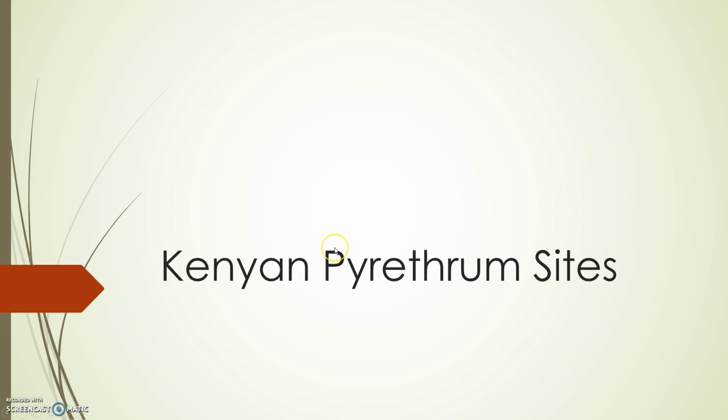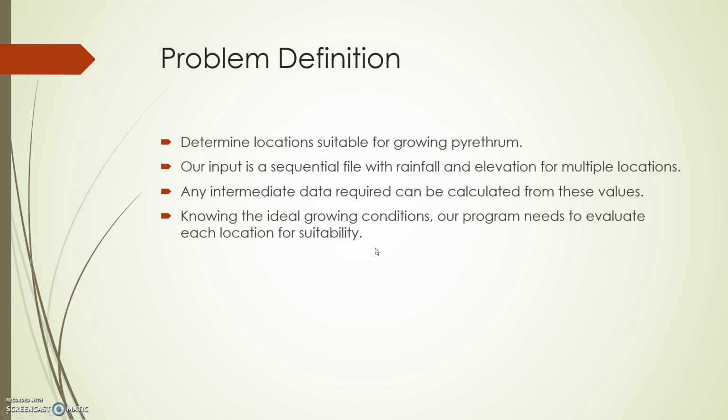So we chose the Kenyan pyrethrum sites for our PSP project. Our problem definition was to determine locations suitable for growing pyrethrum. Our input is a sequential file with rainfall and elevation data for multiple locations. Any intermediate data required can be calculated from these values. Since we know the ideal growing conditions, our program needs to evaluate each location for suitability.